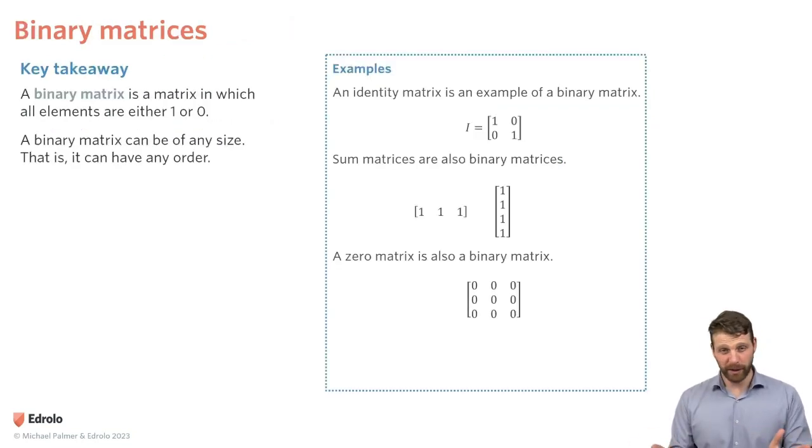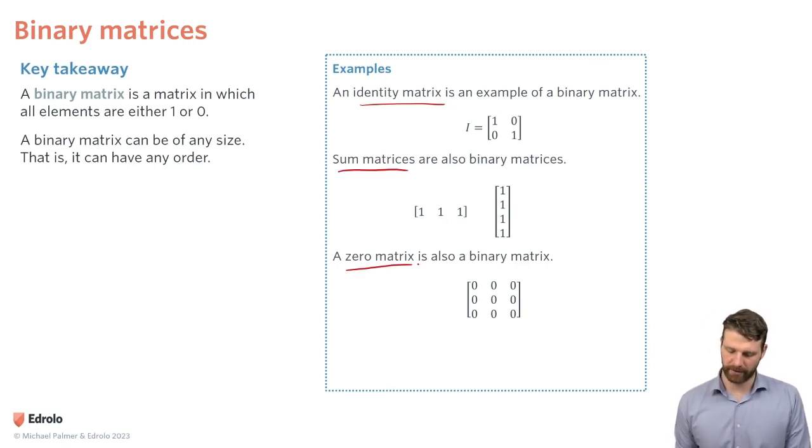Okay, just really quickly here, binary matrices are matrices that only contain zeros and ones. So a binary matrix can be of any size, so it can have any order, right? So there's a few examples here. The identity matrix is an example of a binary matrix. Some matrices are also binary matrices, and the zero matrix is also a binary matrix. So it doesn't have to have all ones or all zeros. You can have a mix of both or not. So all those things are binary matrices.